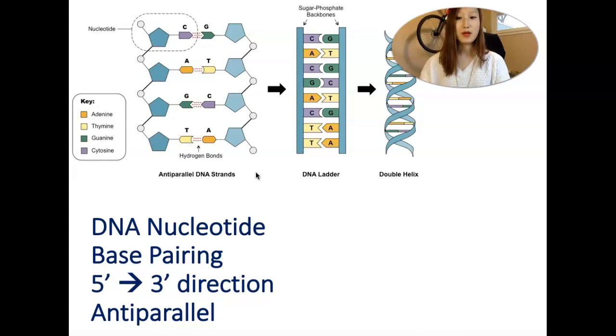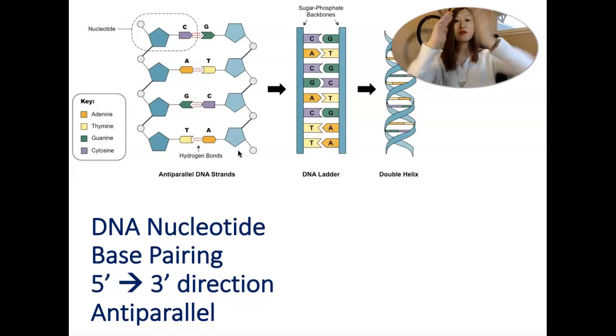DNA, nucleotide base pairing. We already talked about that. There's also something called the 5-to-3 direction. Or we can say that the two DNA strands are antiparallel to each other. So what do we mean by that? If you look at this picture right here, you can see all the pointy part of the pentagon is pointing up on the left side. And all the pointy part is pointing down on the right side, right? It's not going like this. They are parallel, but the direction of the parallel is opposite, okay?